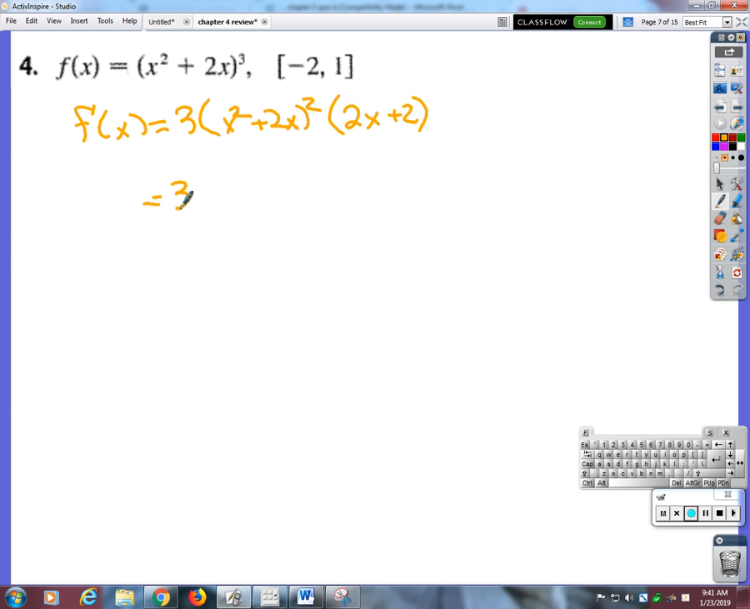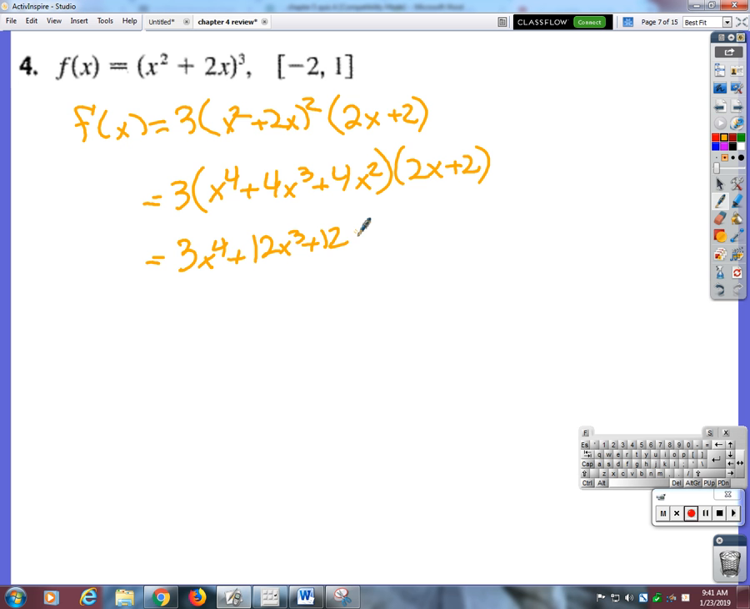Okay, so now I need to FOIL this. So that would be x to the 4th plus, if I multiply those together, that's 2x cubed doubled is 4x cubed. That squared is 4x squared times 2x plus 2. So this isn't really much better than FOILing it all out in the first place. 3x to the 4th plus 12x cubed plus 12x squared.